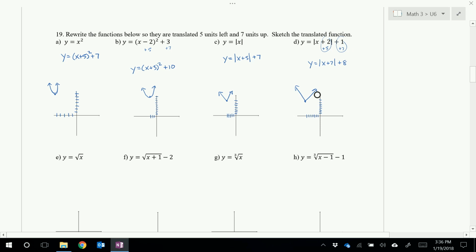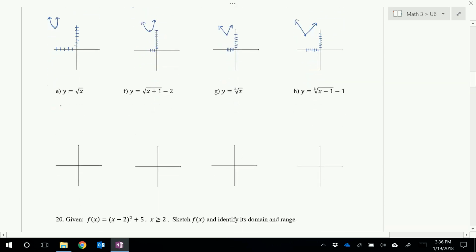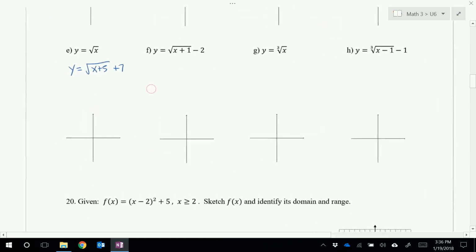E, 5 units left, 7 units up. Square root function. 5 units left, 7 units up. So we end up with y equals the square root of (x plus 6) plus 5. So we actually, from 0, 0, we go left 6, up 1, 2, 3, 4, 5.